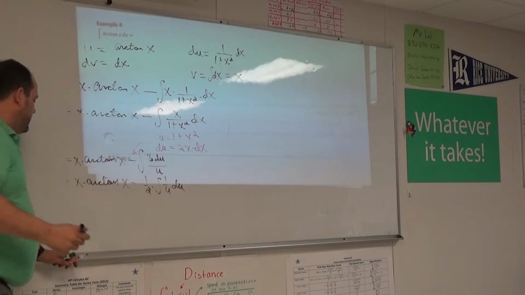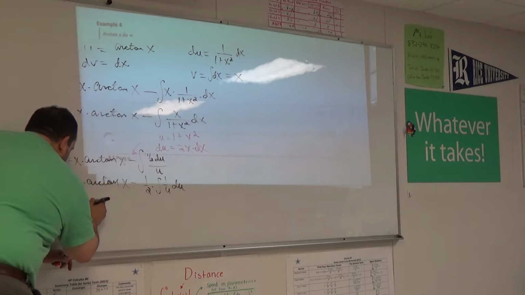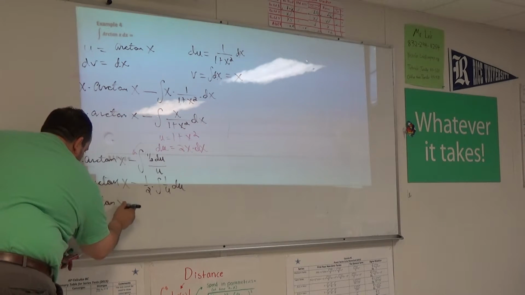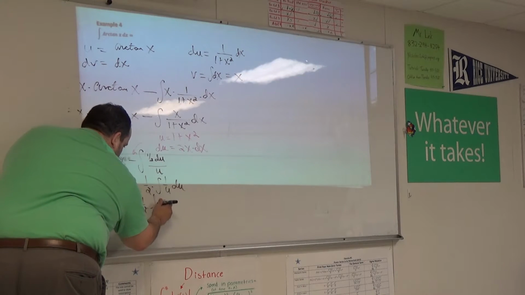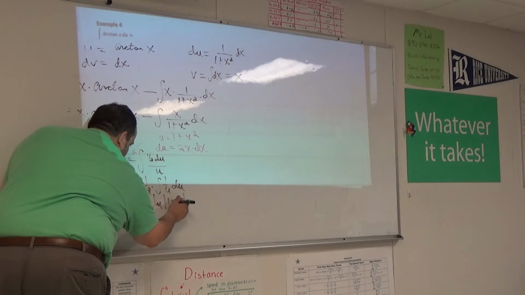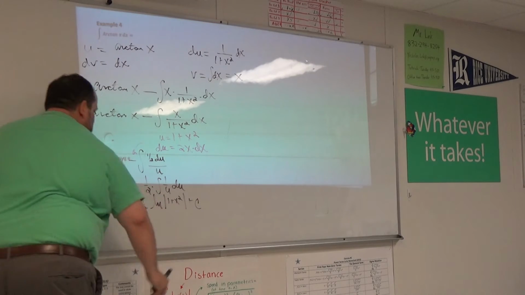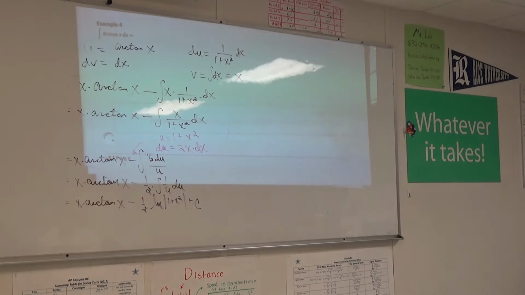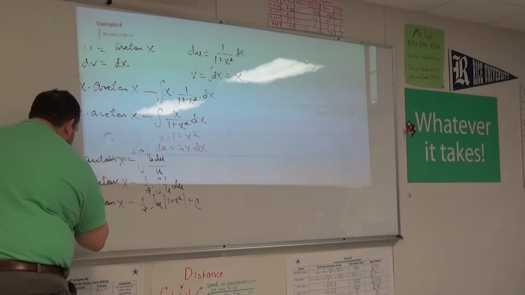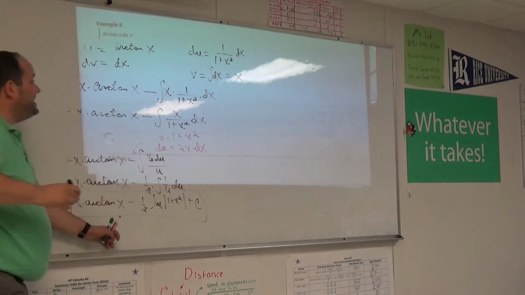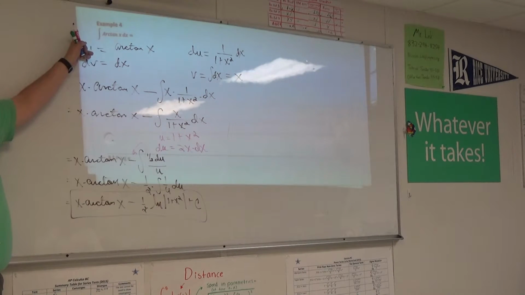This is going to be natural log of the absolute value of u, but if you guys are okay, I'm just going to go straight to natural log of the absolute value of 1 plus x squared. And that same idea that we just did is how you would find the antiderivative of natural log of x and some of these other crazy ones.